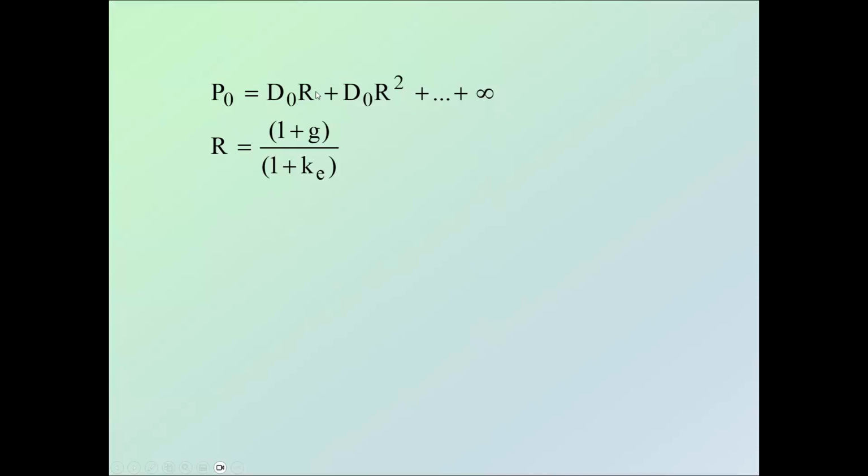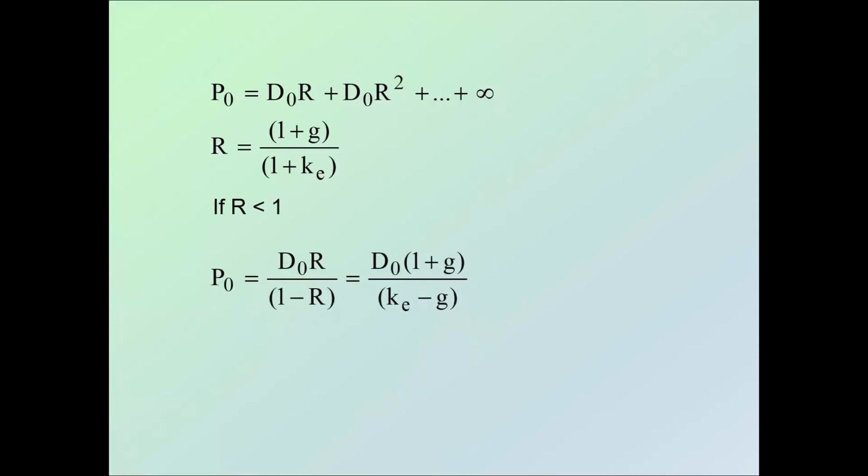That's it. D0R, D0R squared, etc. Looks like a geometric progression, isn't it? And the condition to add the geometric progression, which is infinite, is that the common ratio R should be less than 1. So if we assume R is less than 1, then we will have P0 is D0R divided by 1 minus R. In other words, D0 divided by 1 over R minus 1.